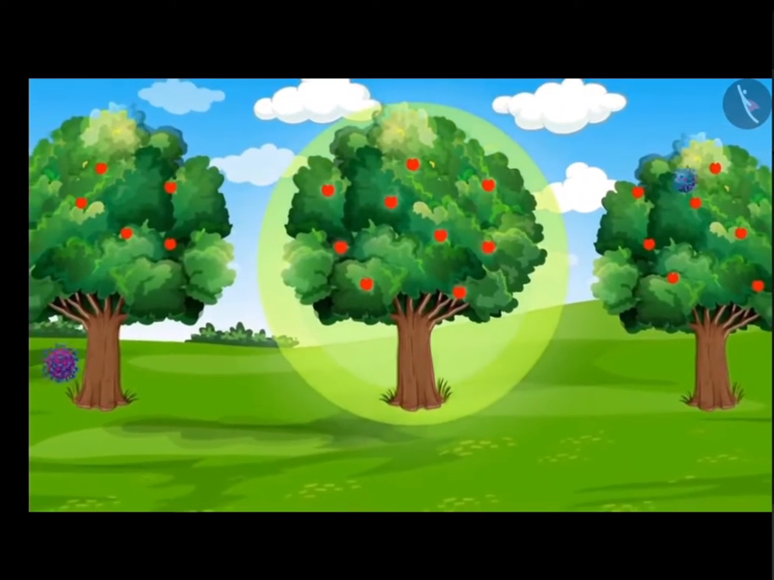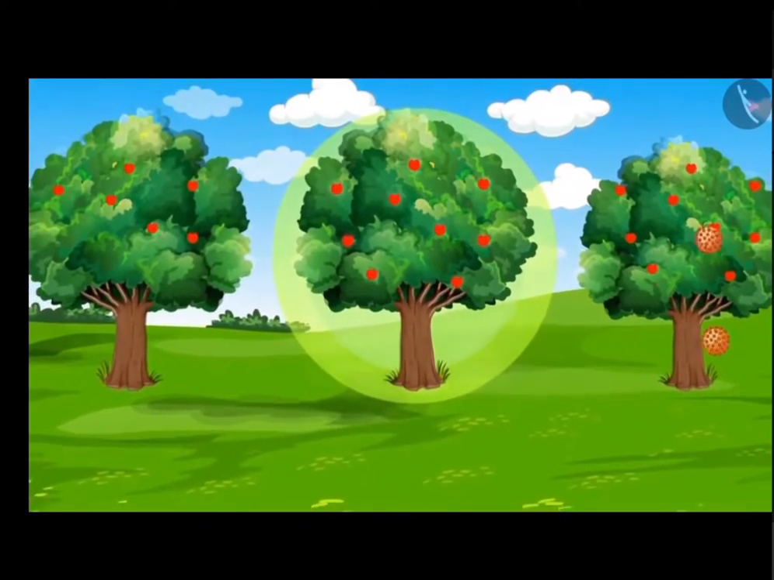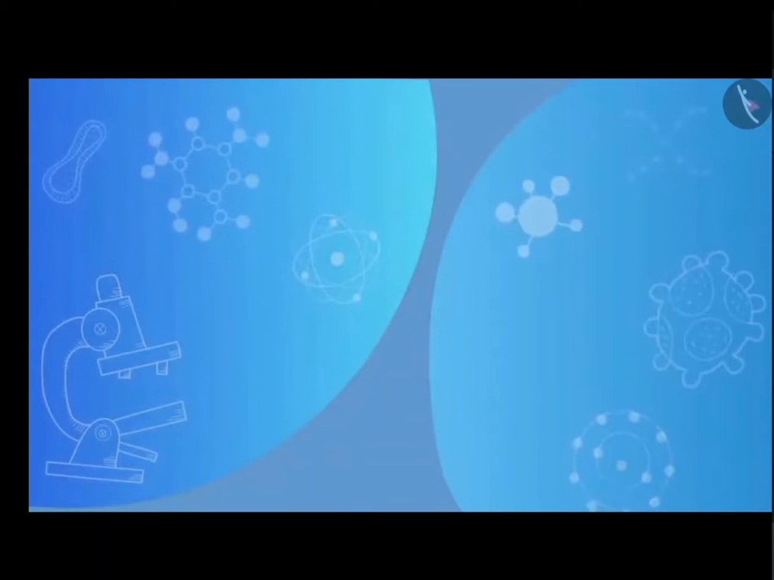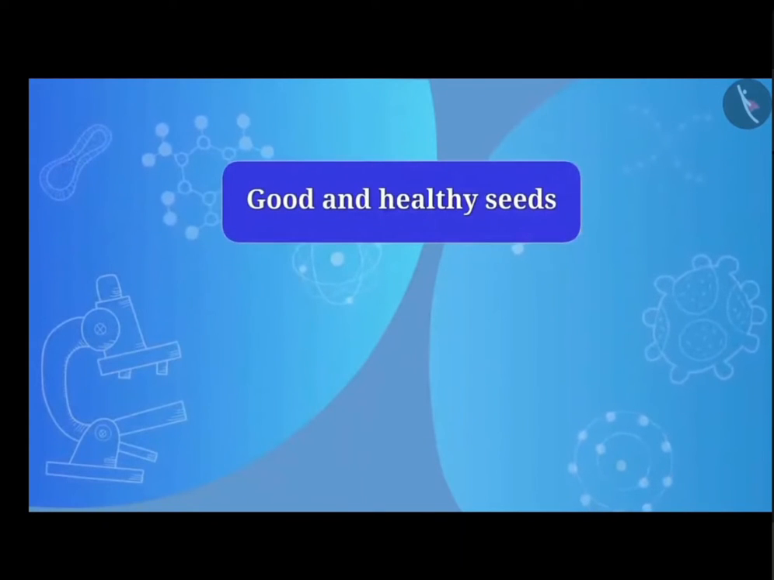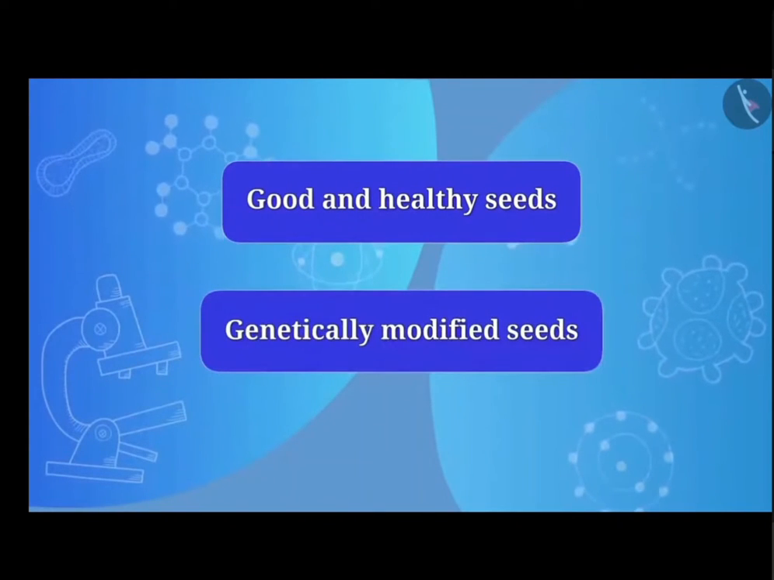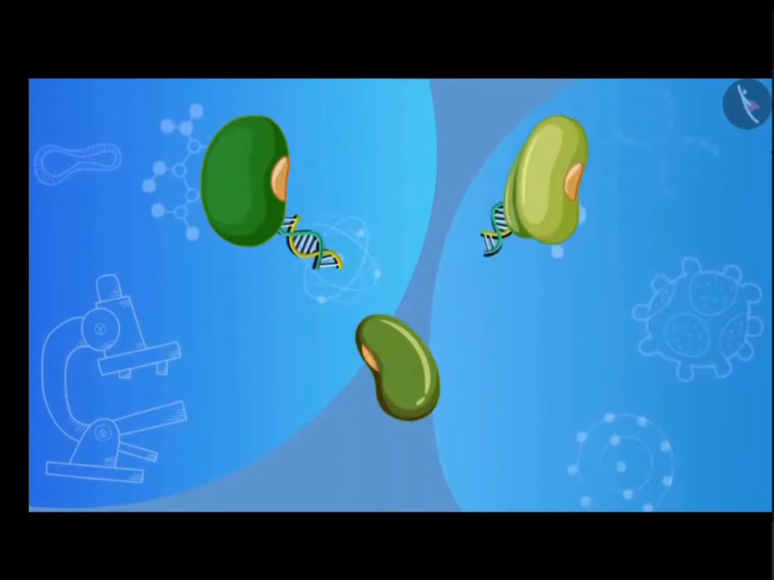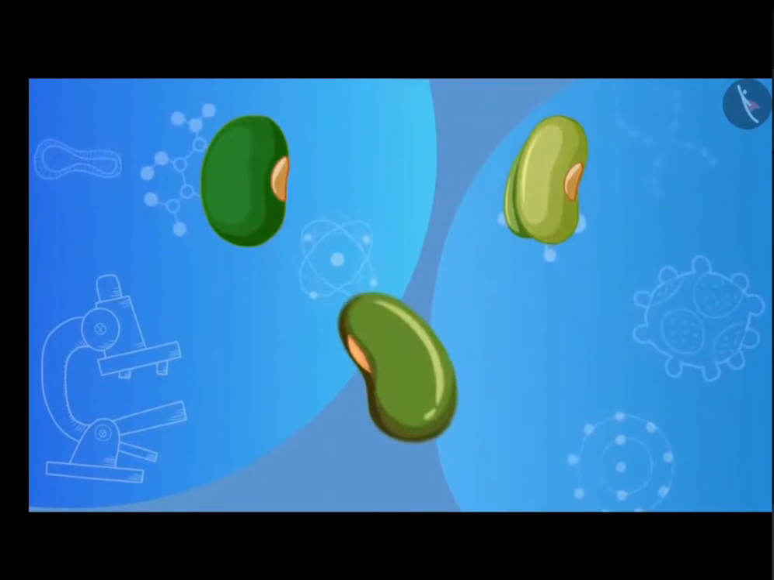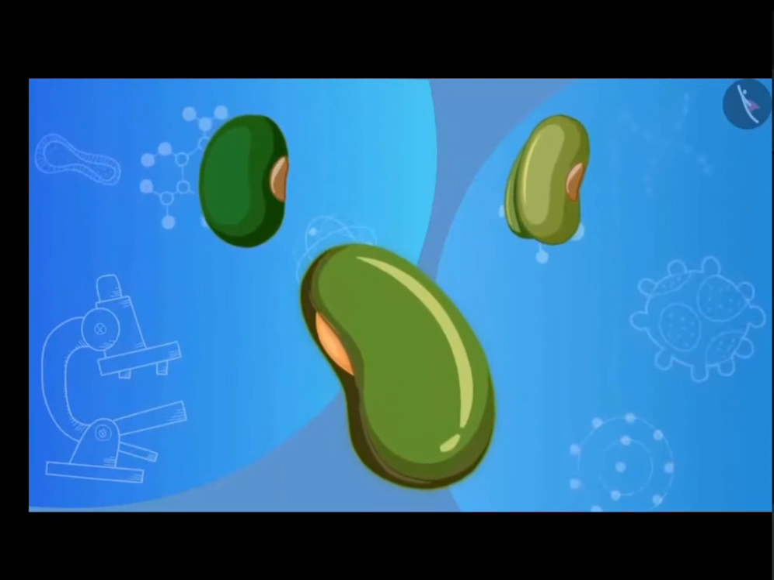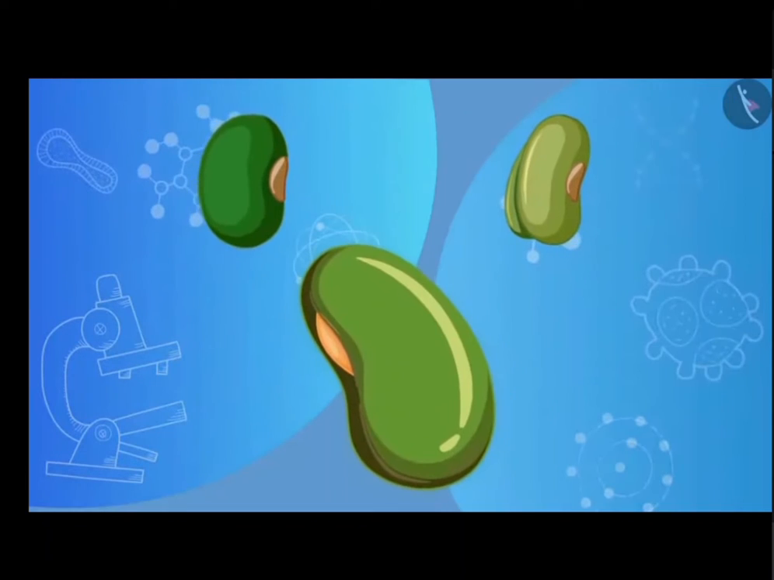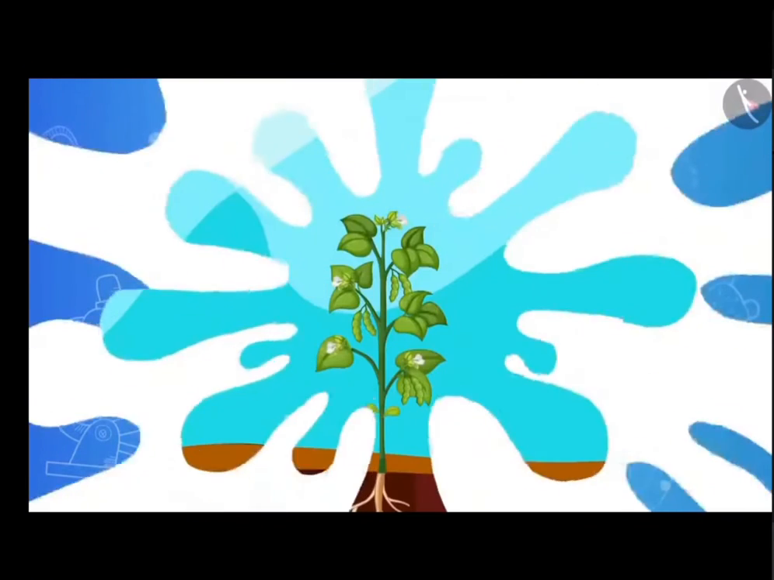Do you know the other ways by which crops can be improved? The crops can also be improved by the use of good and healthy seeds and by using genetically modified seeds. So friends, by hybridization and by genetically modified seeds, we can actually make better seeds. But what should be the properties of a good seed? Can you tell me such properties?